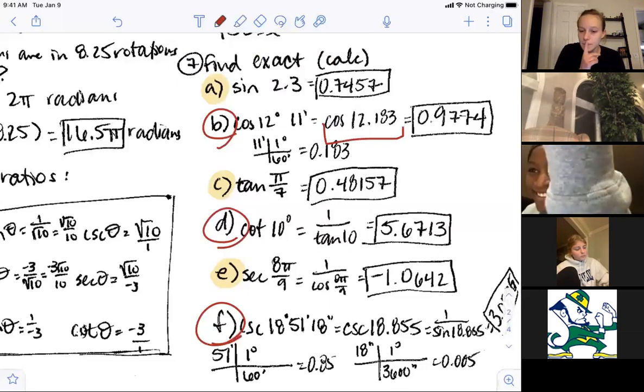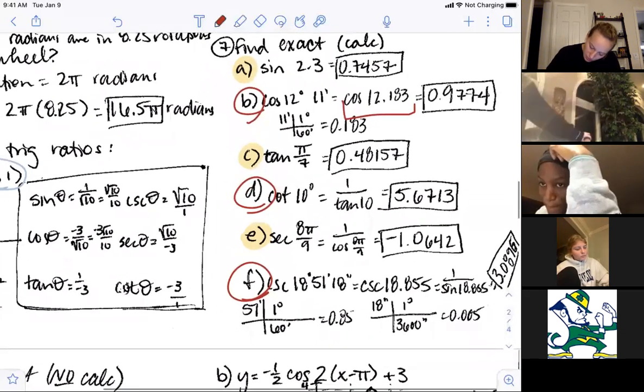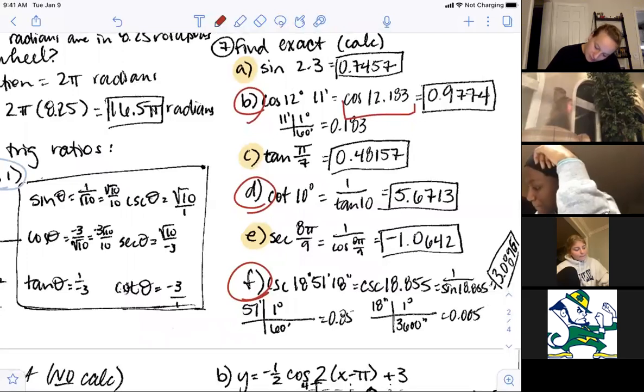What does your answer for F say? I can't tell. Yeah, F says 3.089. Is that what you got? Yeah. Okay, good.